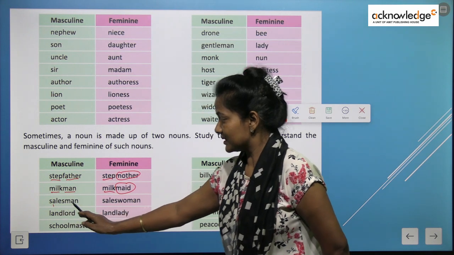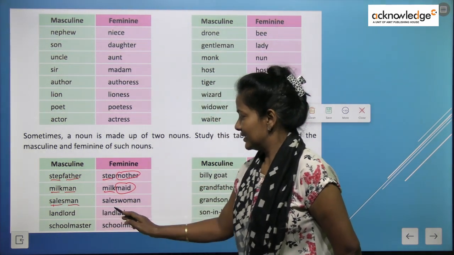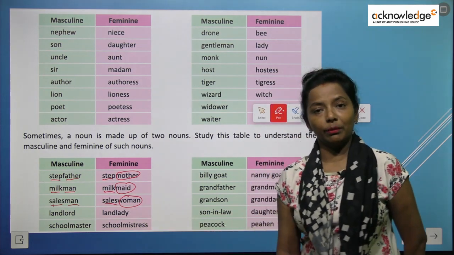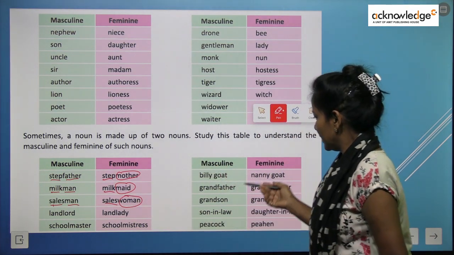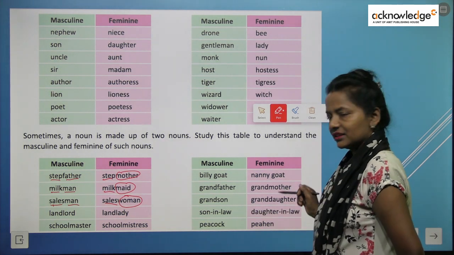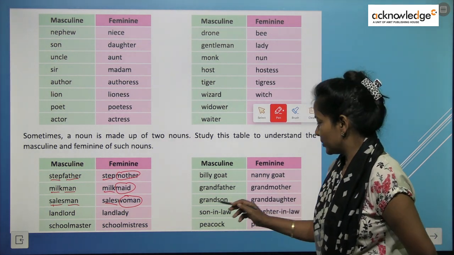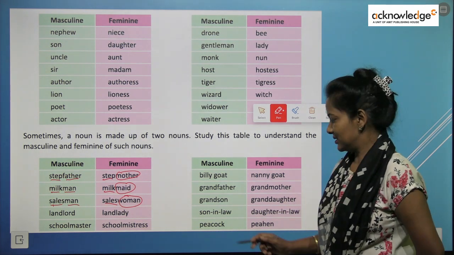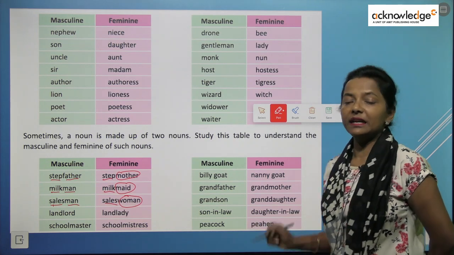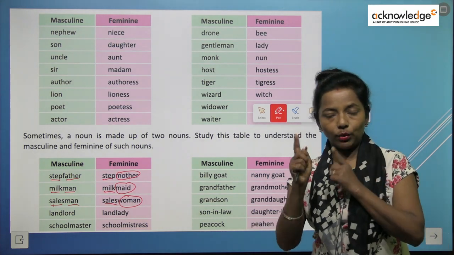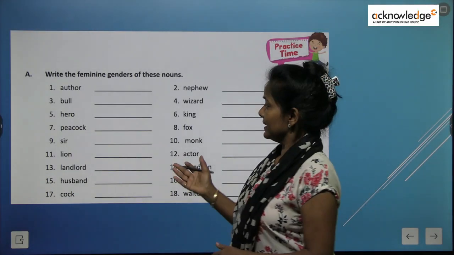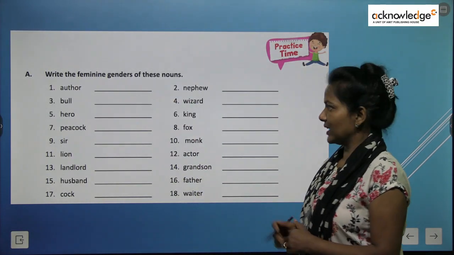यहाँ भी देखिए salesman, sales and man. Sales remains the same. This man changes to woman. Okay. Now here billy goat, nanny goat. Grandfather, grandmother, grandson, granddaughter, son-in-law, daughter-in-law, peacock, peahen. We change only one noun here. The other one remains the same. So yes children, let's start this exercise.